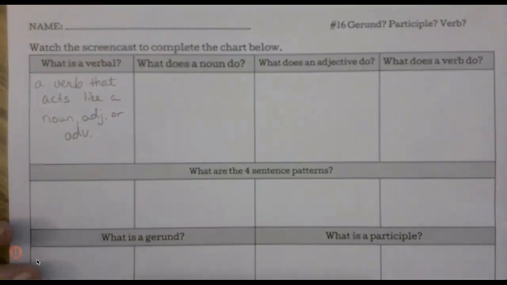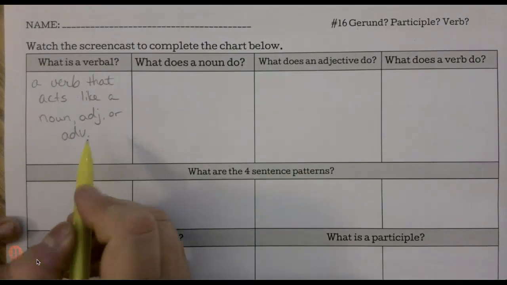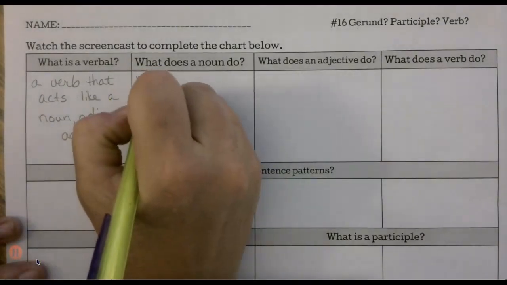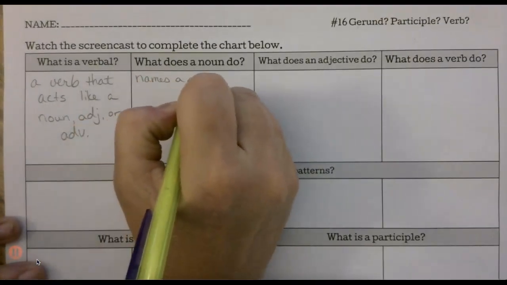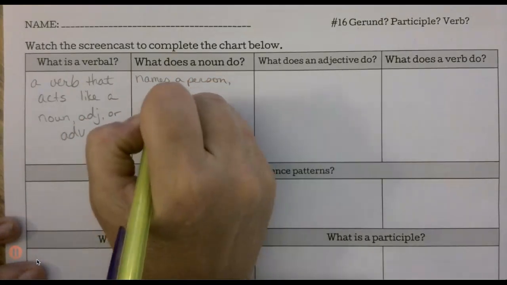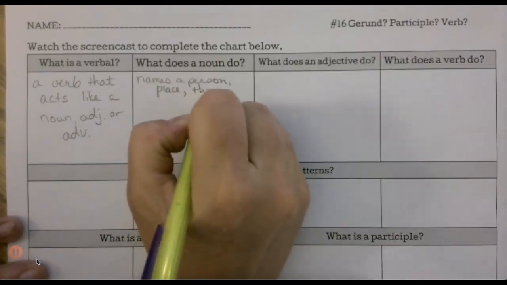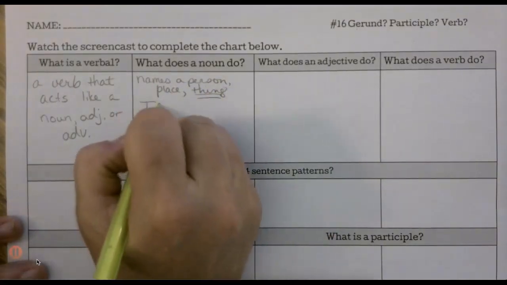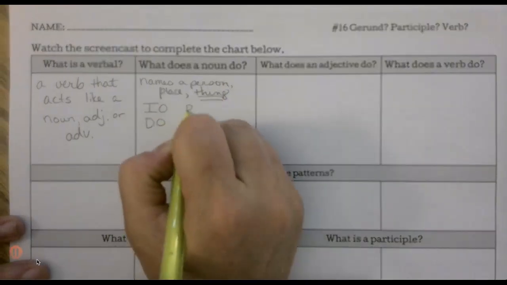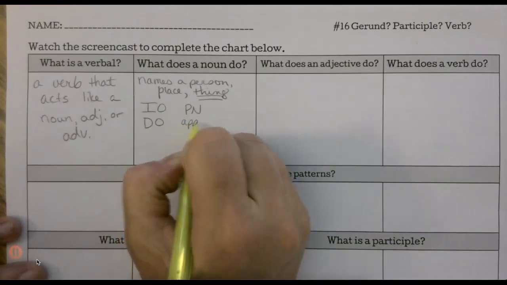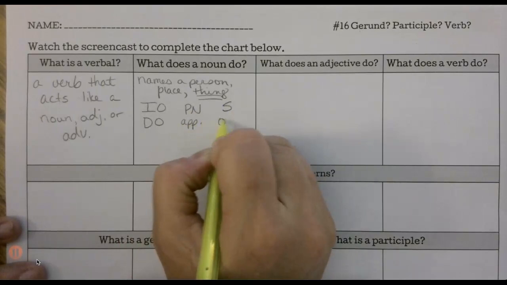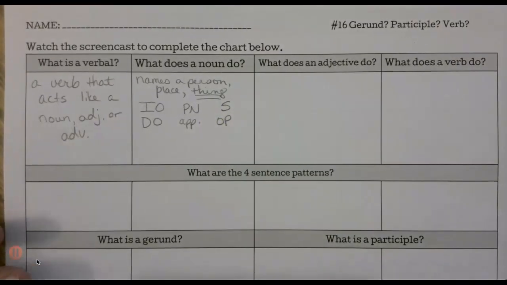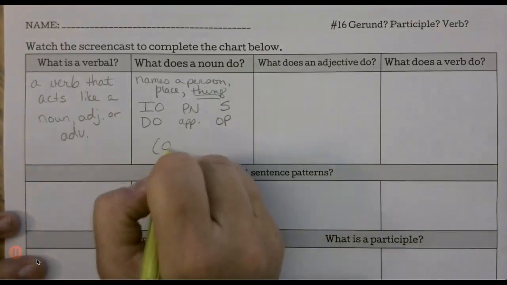What does a noun do? Well, in order to understand what a noun is, we have to know what a noun does. It names a person, place, or thing in this case, and it can do the job of the indirect object or direct object, predicate noun or appositive, subject or object of the preposition. Okay, and these are gerunds.